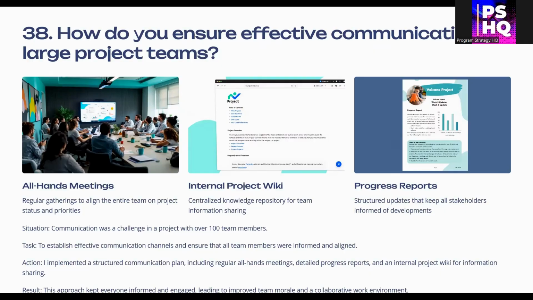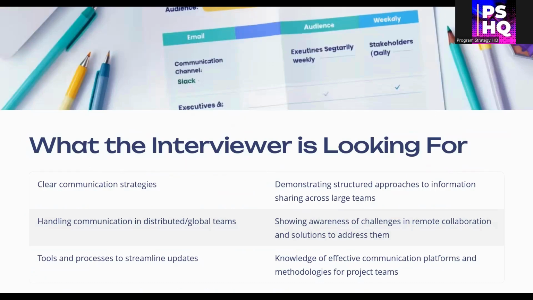What is the interviewer looking for? Clear communication strategies. Discuss frameworks for structured updates and reporting, handling communication in distributed and global teams. Explain how you deal with different time zones and cultures. Tools and processes to streamline updates. Mention the use of modern collaboration tools. Be sure to include keywords like communication plan, collaboration tools, all hands meetings, project dashboard, and stakeholder updates.